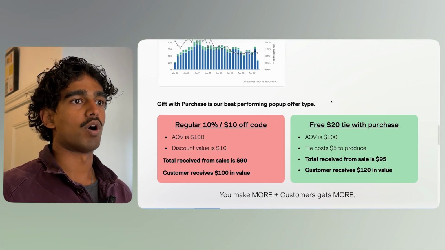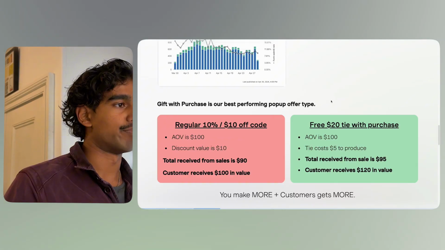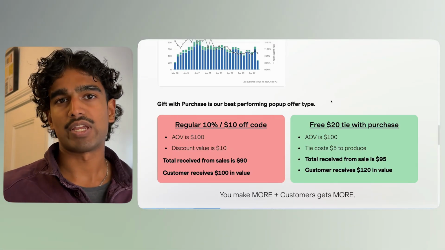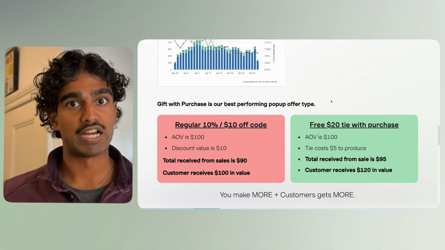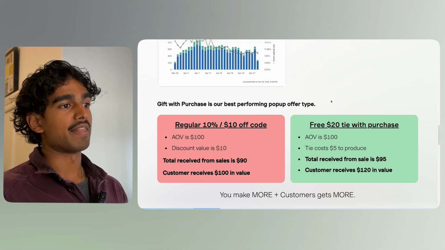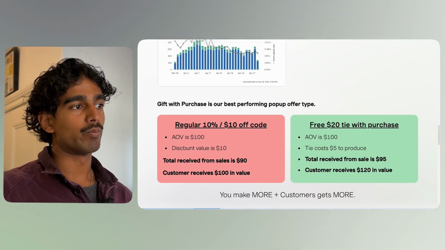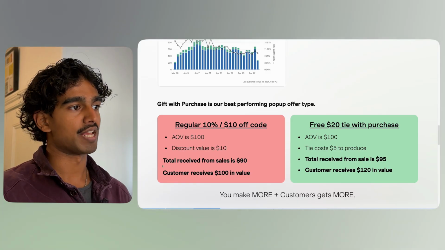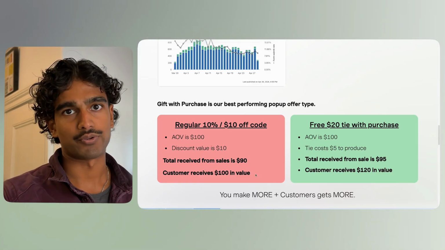Here's another reason why the pop-up is really good, and just to explain the benefit of the margin. Let's say we have a brand that has an average order value of $100 and we use a normal 10% or $10 off discount. At the end of the day, the total amount that we receive from the sale is $90, and the customer gets $100 of value in terms of product.